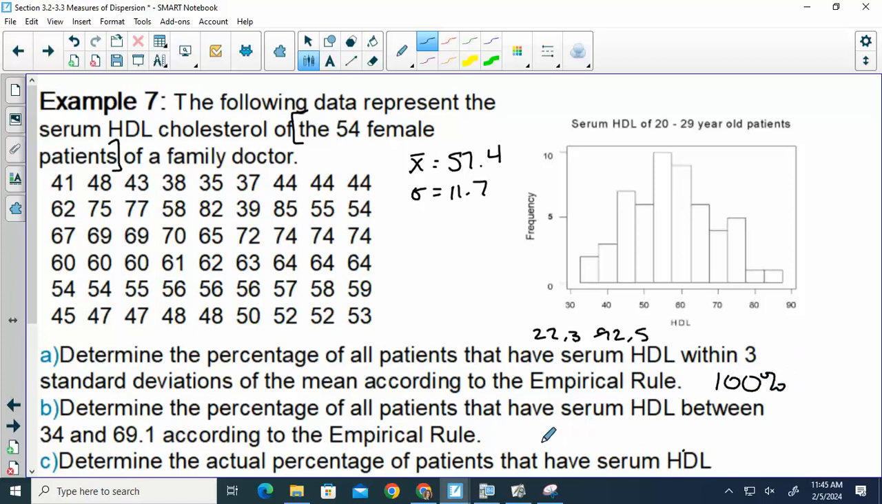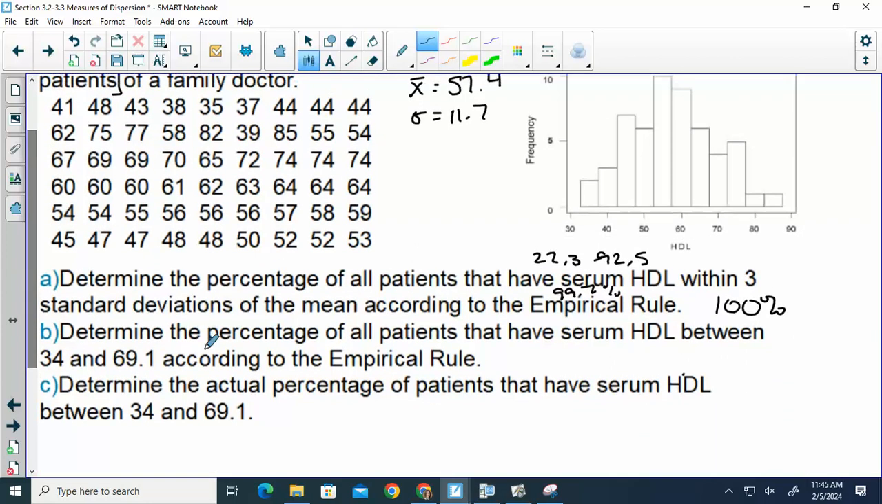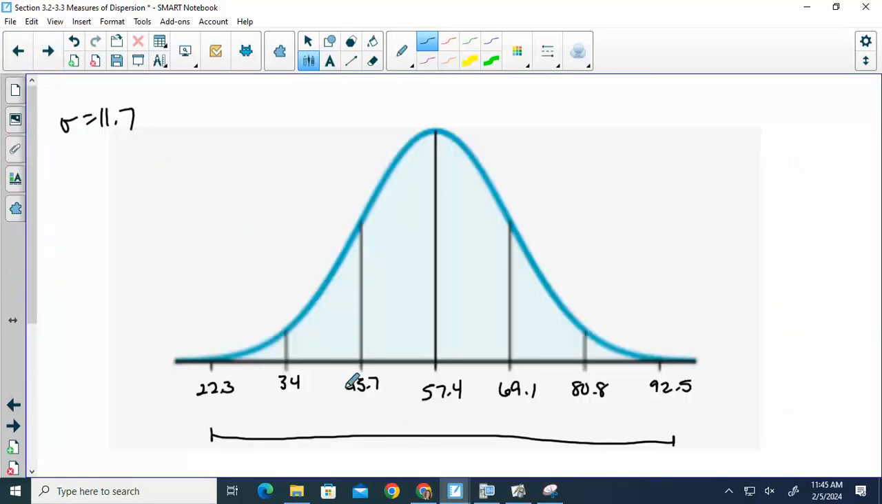Determine the percentage of all patients that have their cholesterol between 34 and 69.1 according to the empirical rule. For the earlier one the empirical rule said it should be 99.7, and on our data we had 100%. If I were just using the empirical rule, not even counting my actual patients, between 34 and 69.1: 34 is 2 standard deviations below, and this is 1 standard deviation above, right?